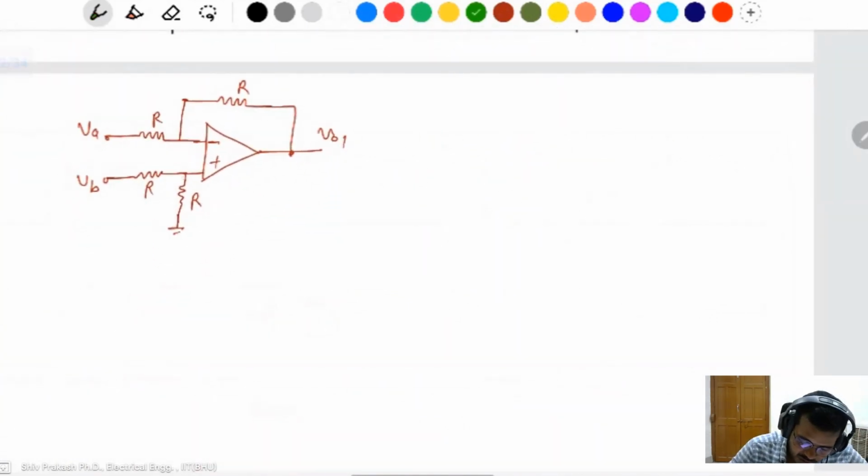Then because of the virtual short, this voltage is the same as this voltage. If you take this one, current will be 0 because the ideal op amp input impedance is very high, so current will not flow through the input side. That's why the same current flows like that. Then what is this voltage? And this is the ground. It means this is a voltage divider, VB by 2.